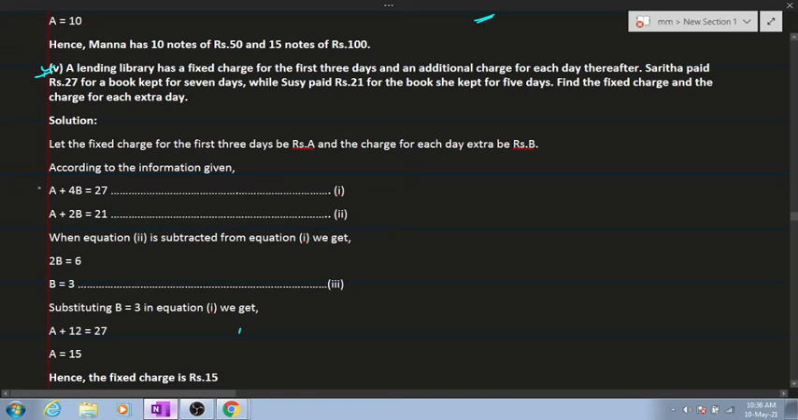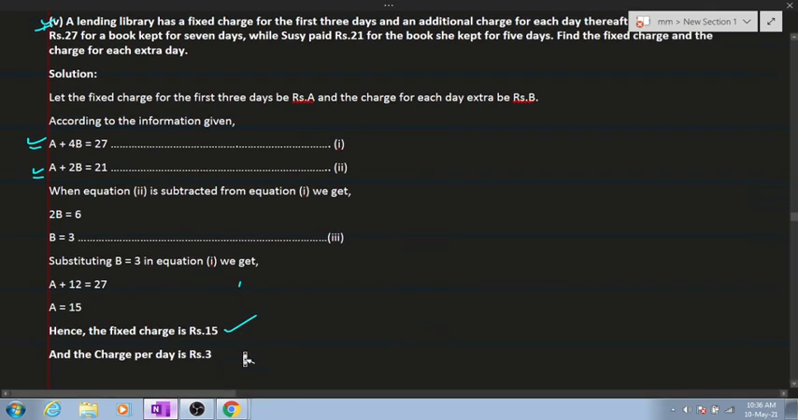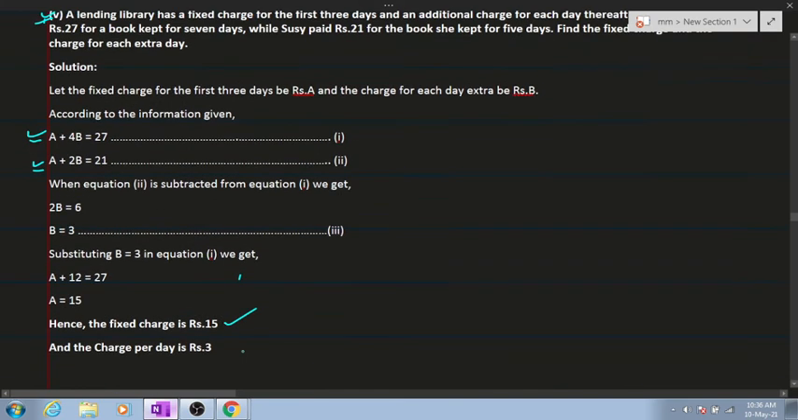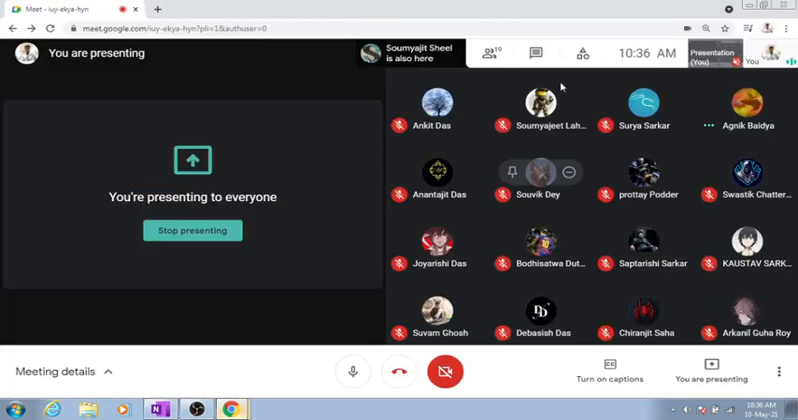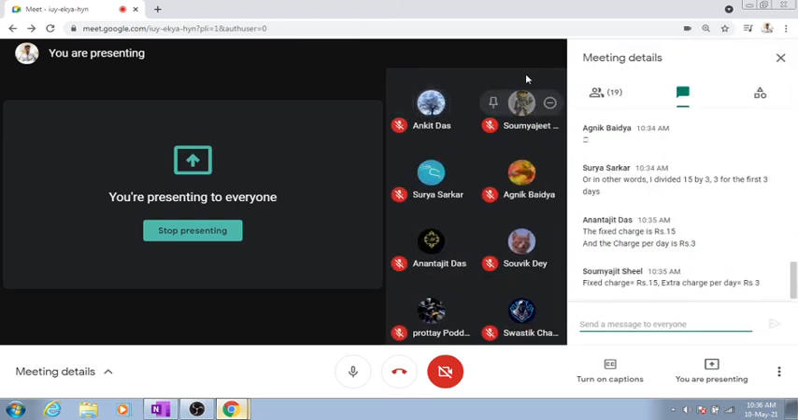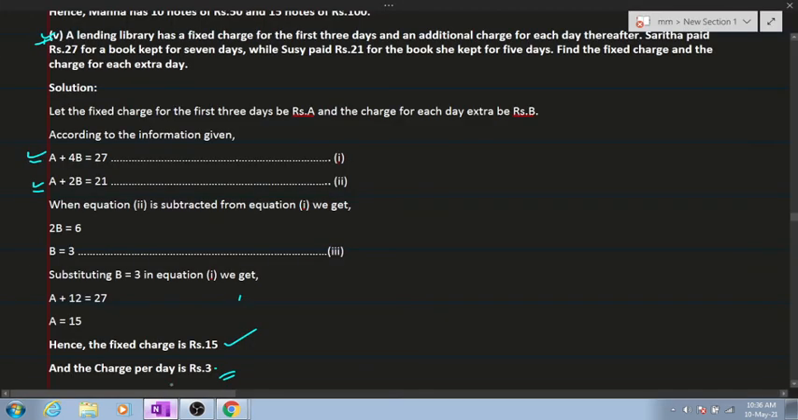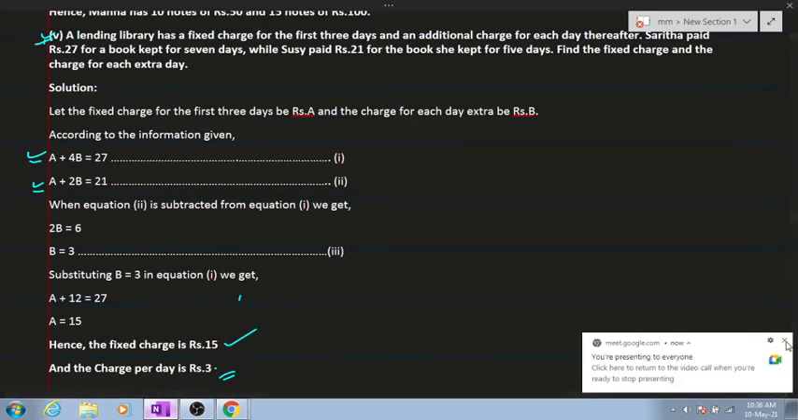A plus 4b is equal to 27, the first equation, and A plus 2b is equal to 21. Now, fixed charge comes out to be 15 and your variable charge comes out to be 3. This is your solution. Is it clear to everyone? Kindly confirm. This is a very simple numerical as compared to what we did in our previous exercise. Is it clear? Good, Shil. Shaumujit, very good. Should we move on to the next topic?